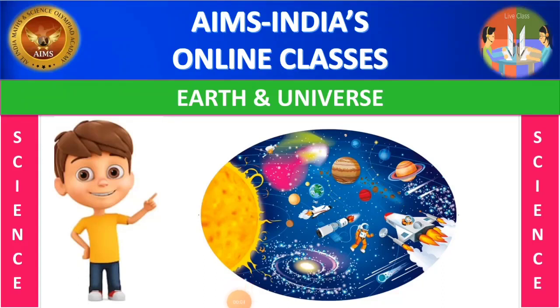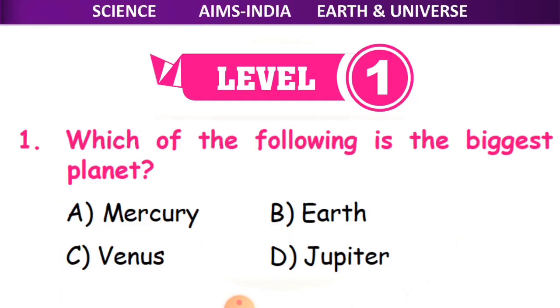Today, from our science subject, we are going to discuss the previous state and national level Olympiad questions and answers from the chapter Earth and Universe. Already we have completed the lesson and done some exercises from it. So today we are going to discuss some important questions and answers.